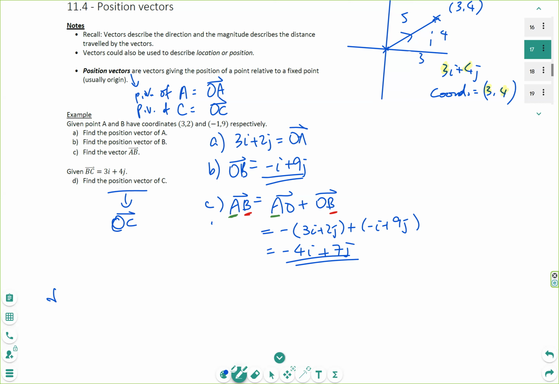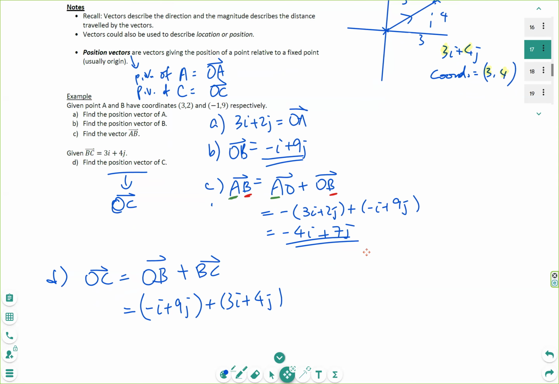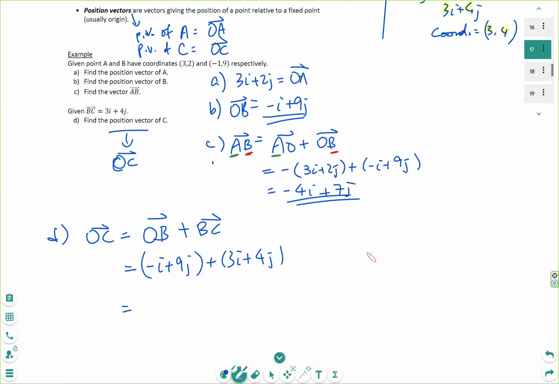To find OC, since I'm given BC, I can do OB plus BC. OB is minus i plus 9j, and BC we're told is 3i plus 4j. If we simplify the algebra, minus i plus 3i is 2i, and 9j plus 4j is 13j. Therefore OC is 2i plus 13j. The coordinates, which you're not asked for, are 2, 13. So C is at the point 2, 13.